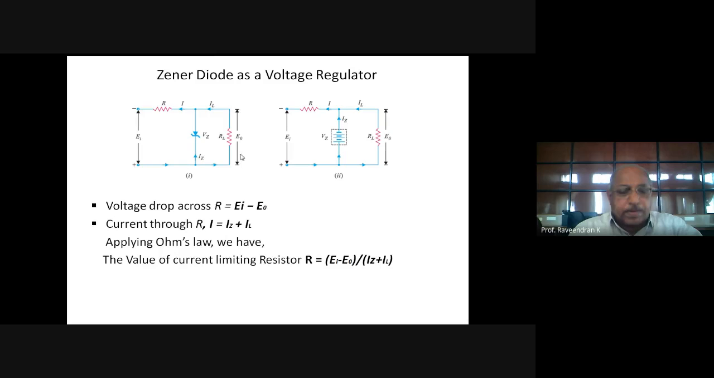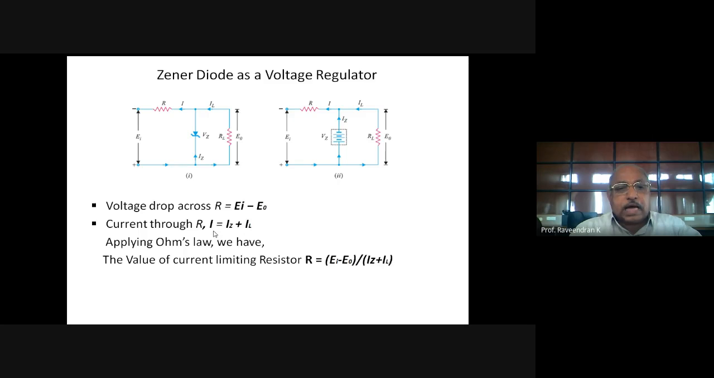Okay, this is the voltage regulator, and this is how the voltage regulation is done with the help of a Zener diode regulator, and how the components can be designed. Suppose you want to know the value of the current limiting resistor. We know EI, the input voltage, which we can measure. The output voltage we have also designed. So EI minus E0 is the voltage drop that has to be dropped across R, that is IR, isn't it? But what is I? I is numerically equal to the sum of the Zener current IZ and IL.